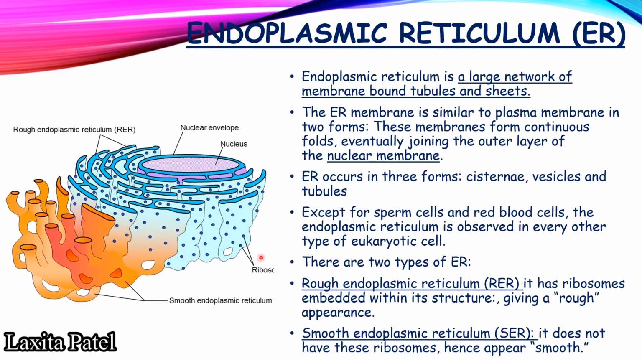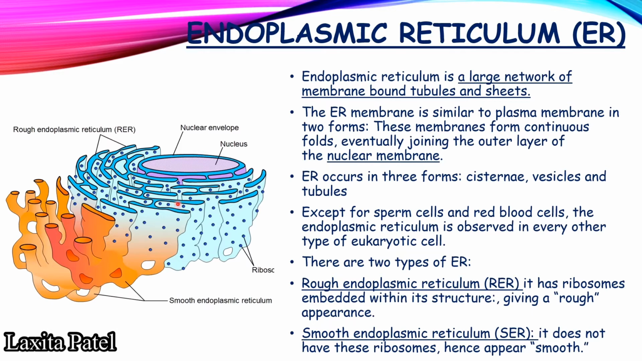There are basically two types of endoplasmic reticulum, as you can see in the diagram itself. This is one part and this is the other part. We are very easily able to distinguish between the two parts, as one part appears very rough and hence it is named rough endoplasmic reticulum or RER.